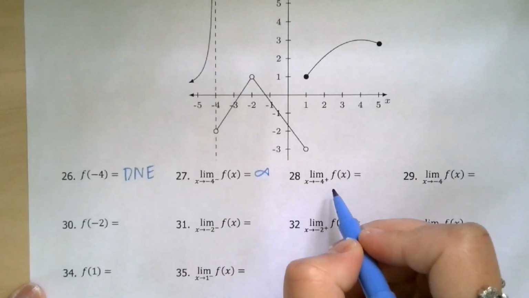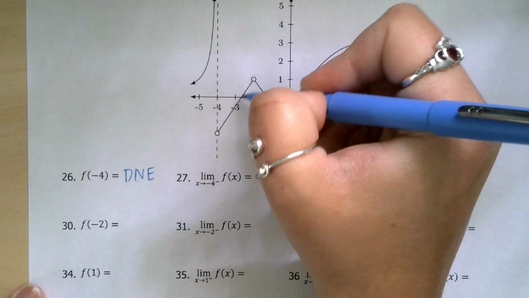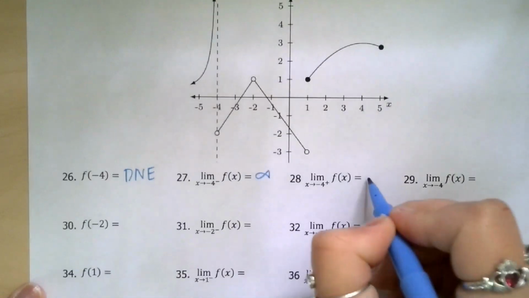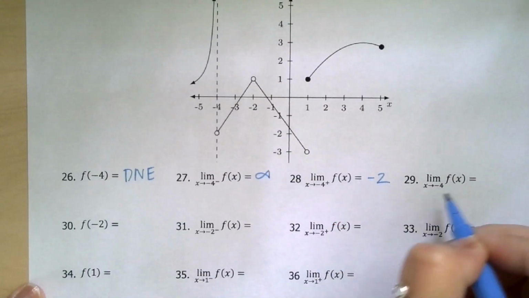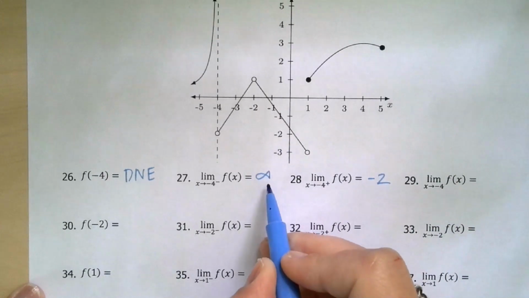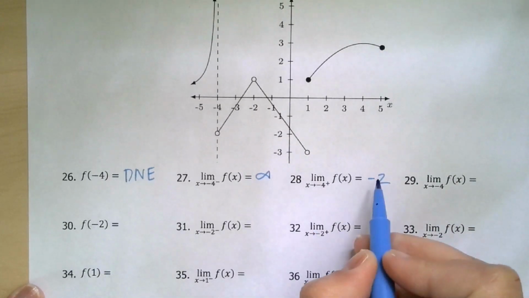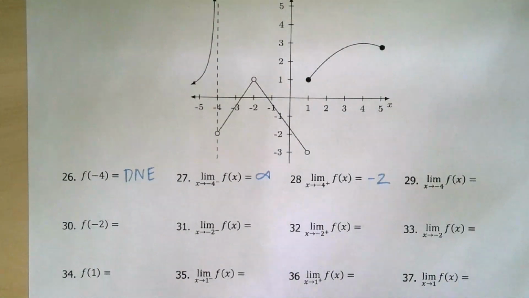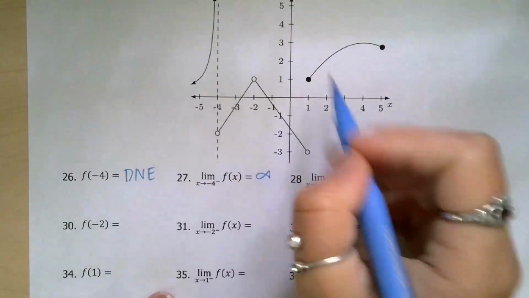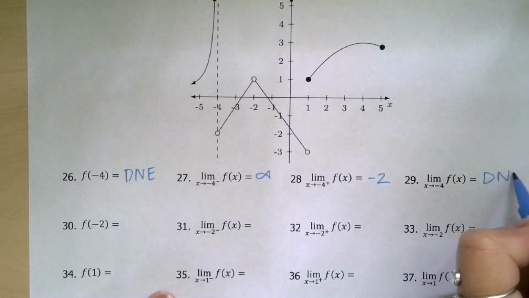Now we need to approach -4 from the right. When we do that, that's going down to -2. And so lastly, we need to compare. Our left limit equals infinity, our right limit equals -2. Since those are not the same value at all, that tells us that our limit as x approaches 4 of this function does not exist.